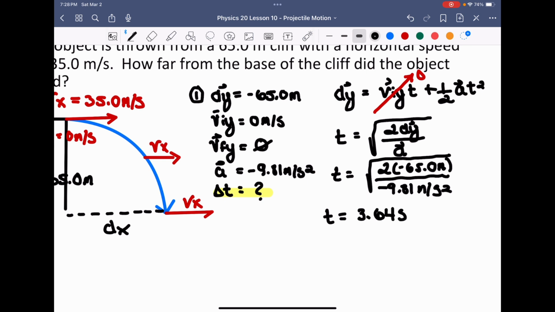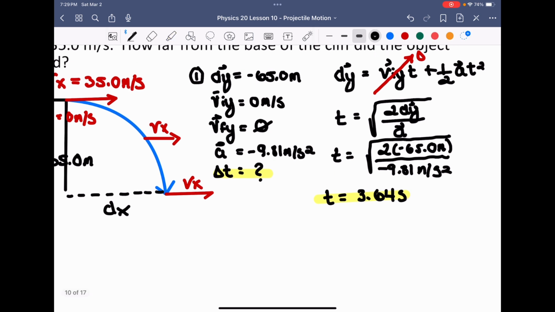Now, once you get this time, I want you to highlight it, box it, make sure you make it important. You could circle it, you could star it, whatever you want, just to make sure that you're not losing track of this value, because it's our universal communicator of how we go from accelerated motion to uniform motion. So now to end this problem and get the dx, here's what we're going to do.